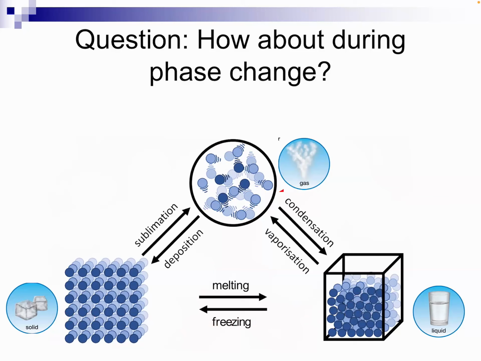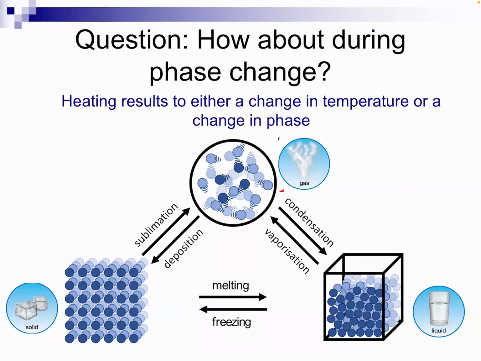So we've learned the different phases: solid, liquid, gas. And when you're changing from one phase to another, you have a phase change. And intuitively, we know that for ice to melt, we need to heat up the ice, right? We need to put some energy into the ice in order to melt it. So in other words, heating can result in a change in temperature. Okay? If the object absorbs energy, it can either increase in temperature or it can undergo a phase change.